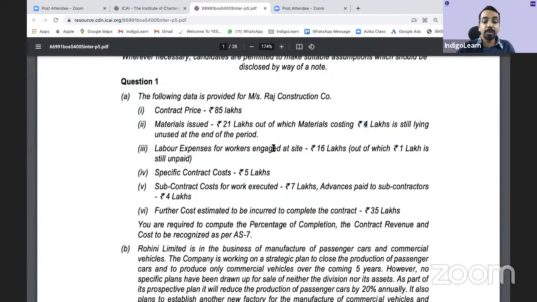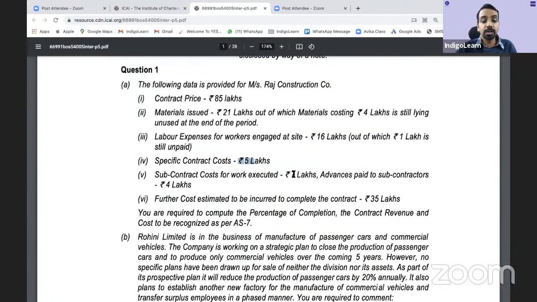Then labor expenses for workers engaged at site, 16 lakhs, out of which 1 lakh is unpaid. We will follow accrual basis. So 16 lakhs will be the expenditure. Specific contract cost, 5 lakhs. So specific to the contract, there is a cost incurred of 5 lakhs. Subcontract cost for work executed, 7 lakhs. Now what does this mean?